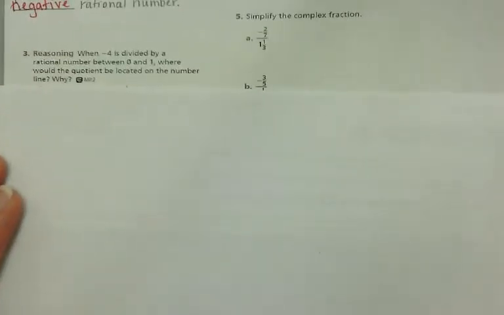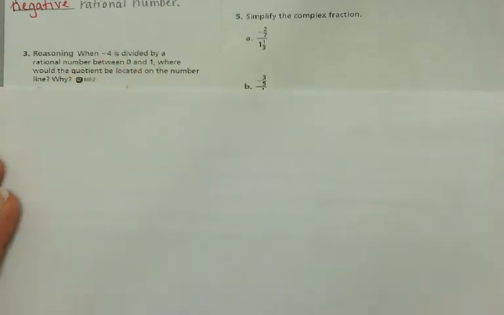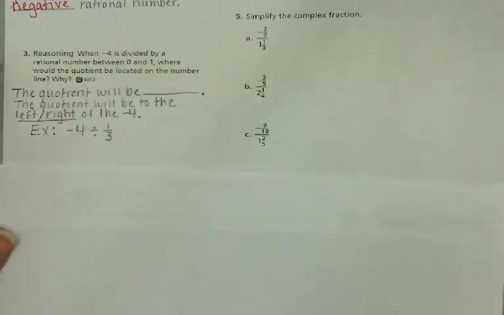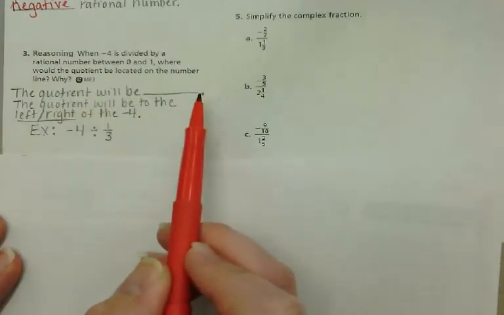Moving on to question number 3. When -4 is divided by a rational number between 0 and 1, where would the quotient be located on the number line and why? I think it is helpful with a question like this to come up with an example that meets the criteria given. So I am going to give you a statement here. It's got a missing word.